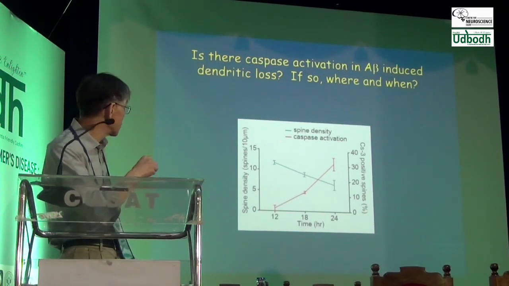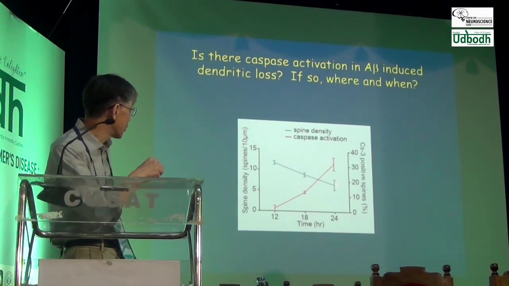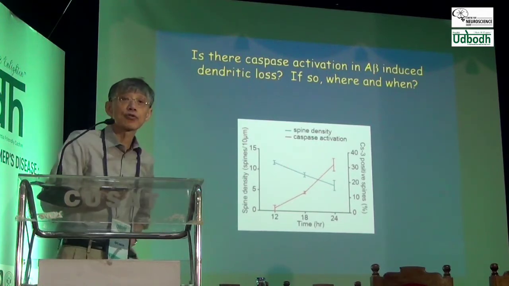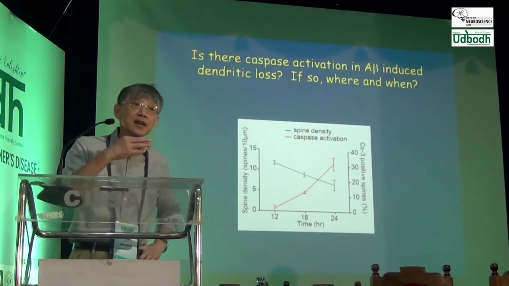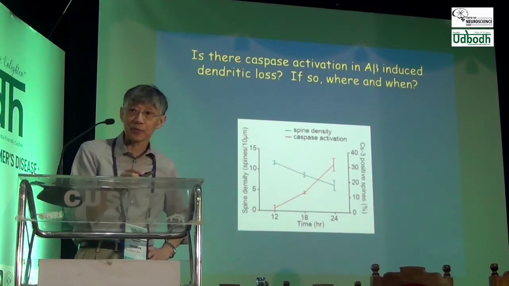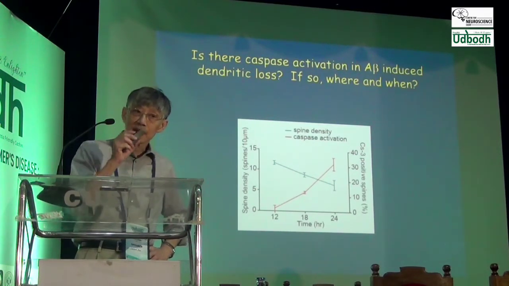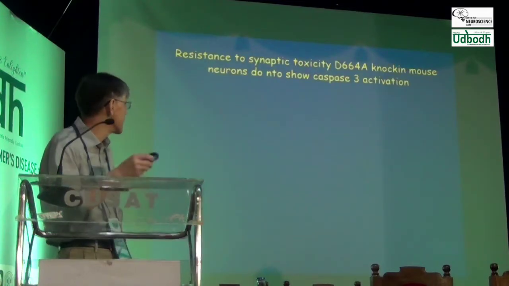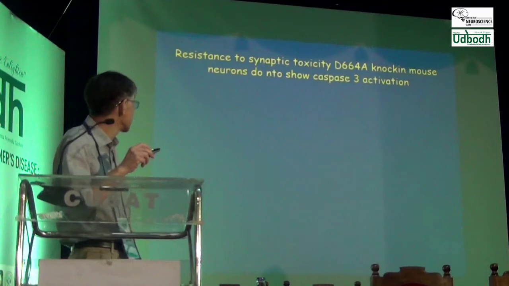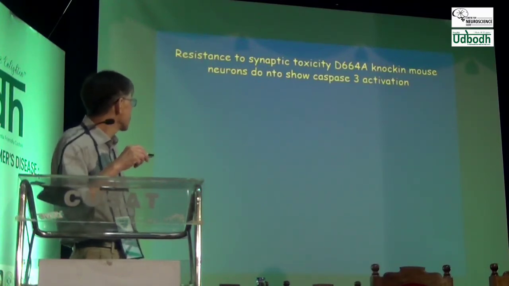Spines initially are normal at 12 hours, it drops a bit at 18, drops a bit more at 24 hours, and then the caspase activation signal is in the dendritic spine head, and it goes up with time, just as it reverses and crosses over. So very nice negative time correlation between the loss of synapses and caspase activation. But note that the caspase activation is really only in the dendritic spines locally and not all over the place. And that's important.